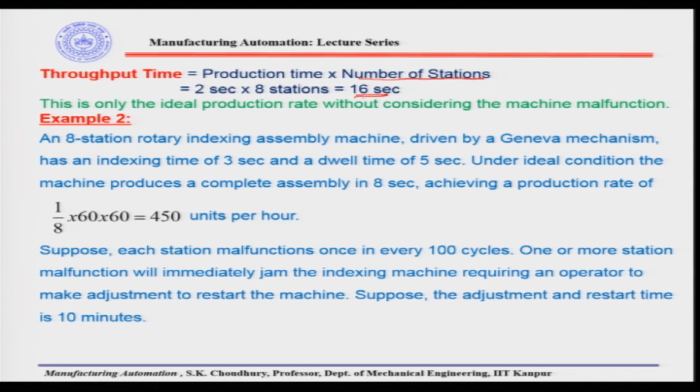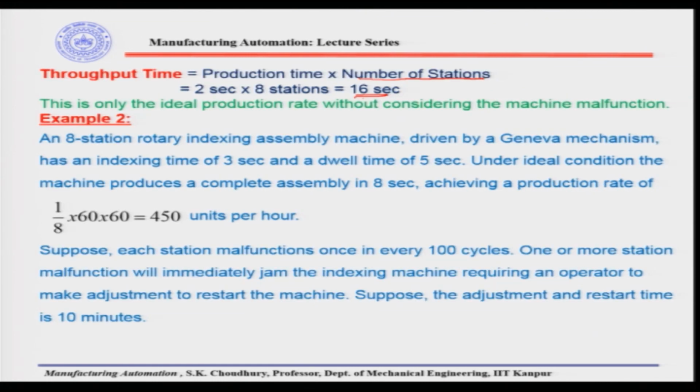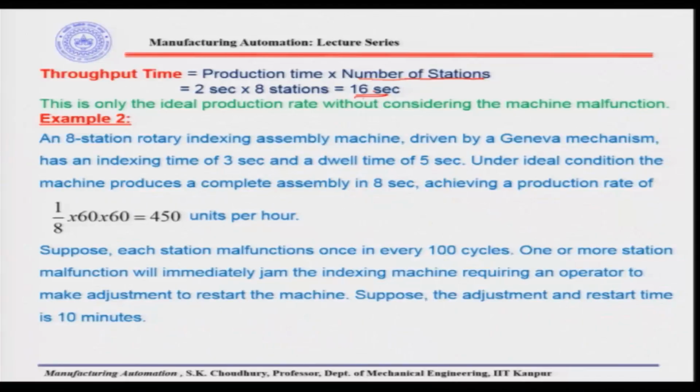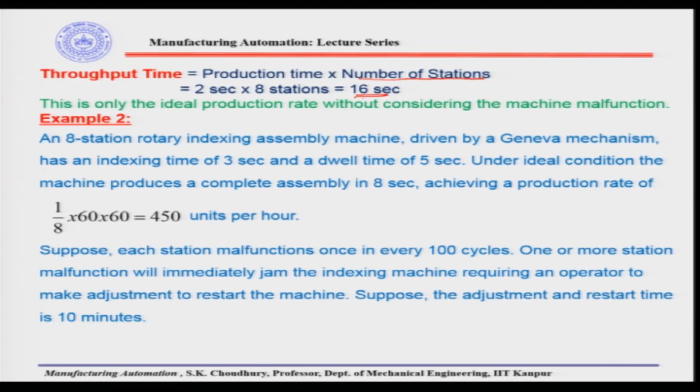So, as you can see, if the production time is 2 seconds per unit, the throughput time is 16 seconds. It is obvious. Now, here we have not considered the line breakdown. We said that in the ideal case, if no breakdown occurs, then we will have the throughput time as 16 seconds and the production time as 2 seconds per unit. Suppose there is a breakdown, okay.